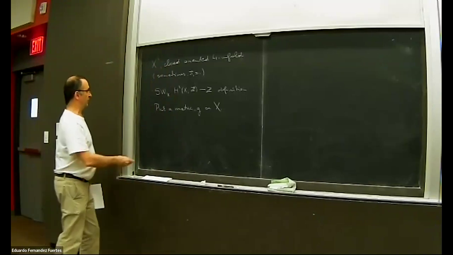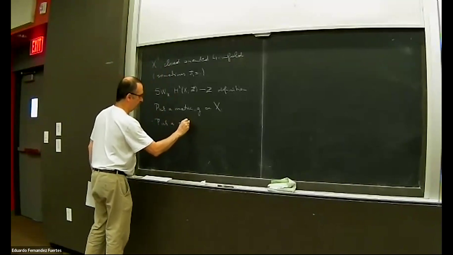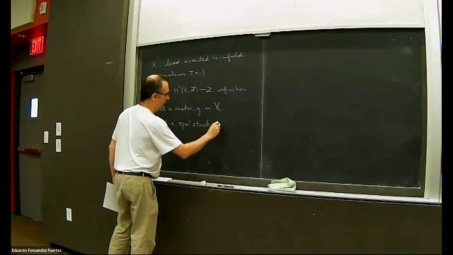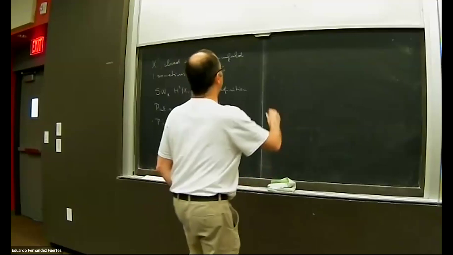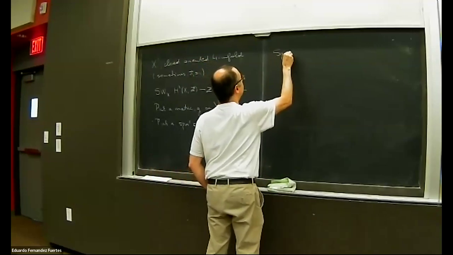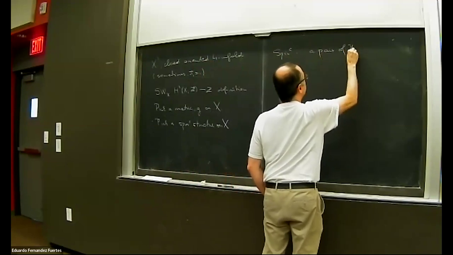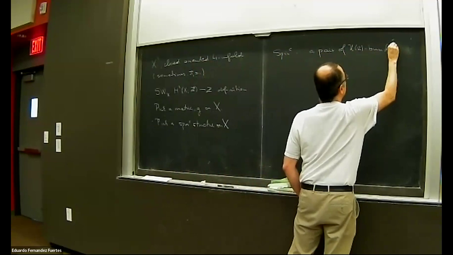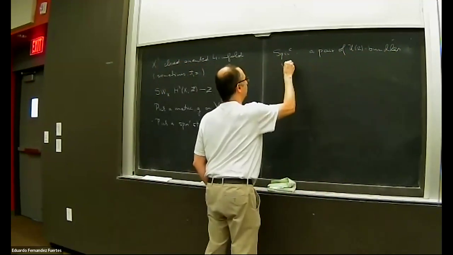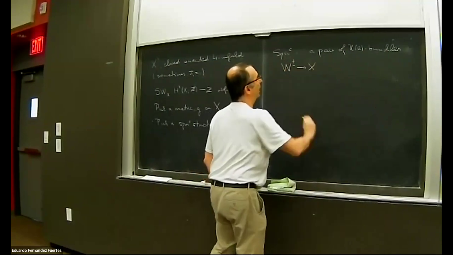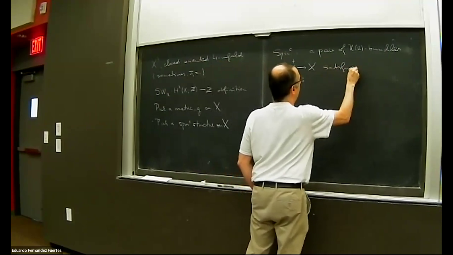So what do we do first? Pick a metric and pick a spin^c structure on X. So what is it? For me, a spin^c structure is just a pair of U(2) bundles. So these are just complex C^2 bundles with a Hermitian metric, which we call W+ and W-, on X, satisfying two conditions.